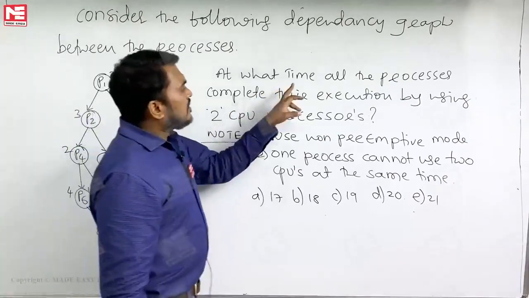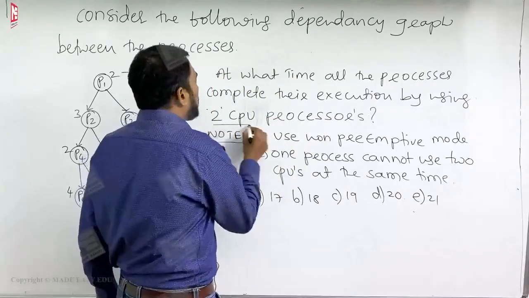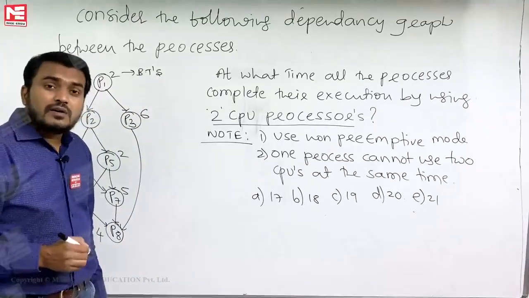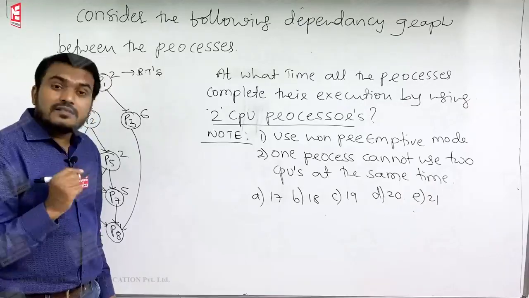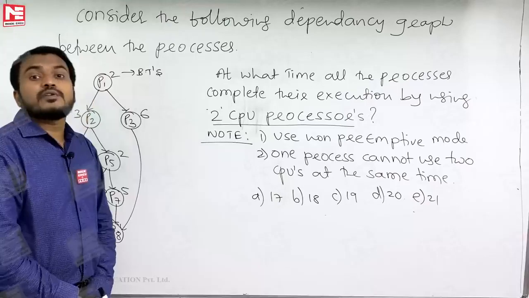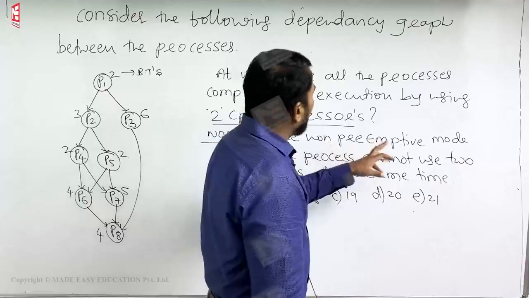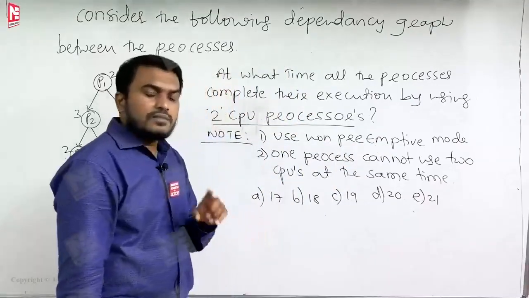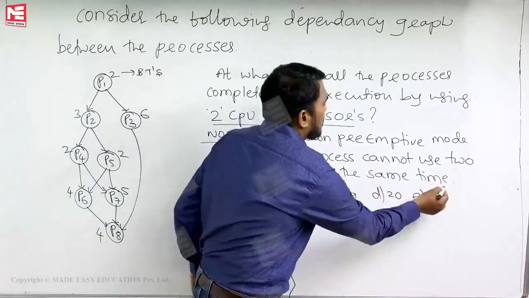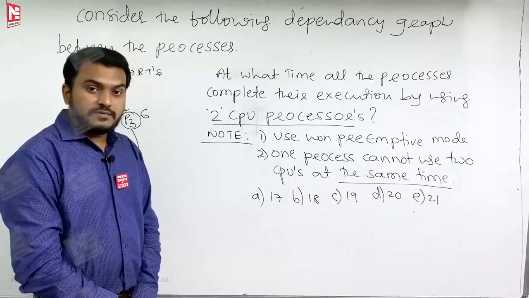At what time do all the processes complete their execution by using 2 CPU processors. Remember, in all the questions we solved so far, we considered only 1 CPU processor. But in this one, he is asking you to use 2 CPU processors. Now what was given in the note? Use non-preemptive mode, that's the first thing. And the second thing he said: one process cannot use 2 CPUs at the same time.